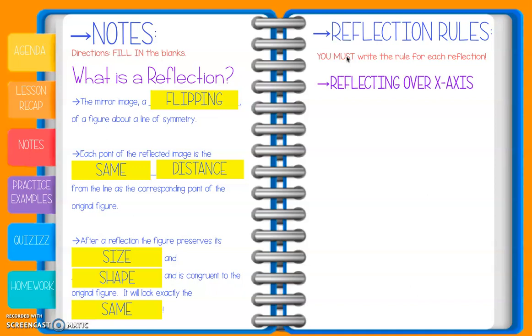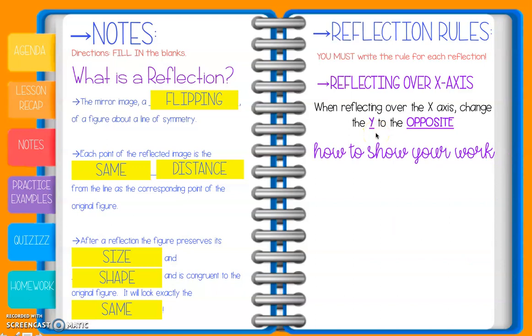First off, we're going to talk about reflecting over the x-axis. And we know that the x-axis is that horizontal axis. So if we're reflecting over the x-axis, the rule is to change the y-coordinate to its opposite. If the y-coordinate is a 3, we change it to a -3. If the y-coordinate is a -4, we change it to a +4. So it's opposites, like we talked about. If it's the x-axis, we're going to change the y to its opposite.